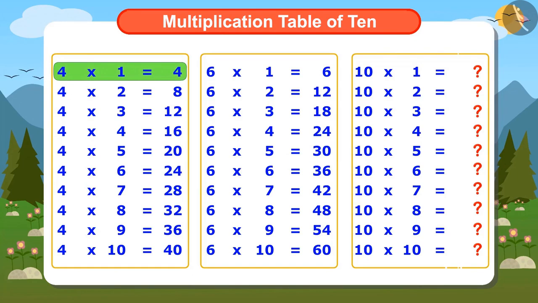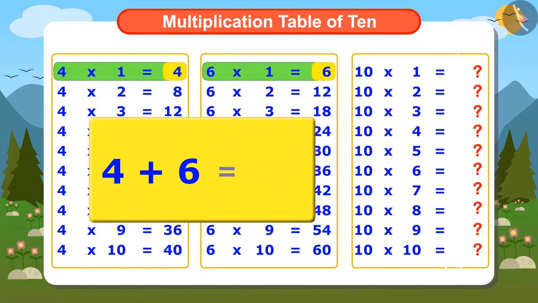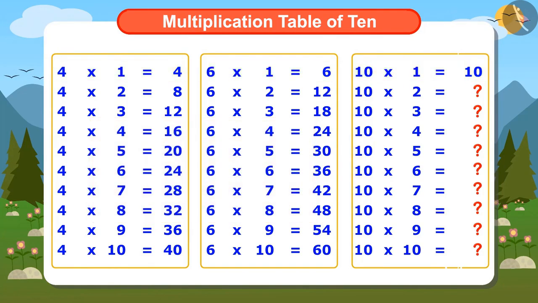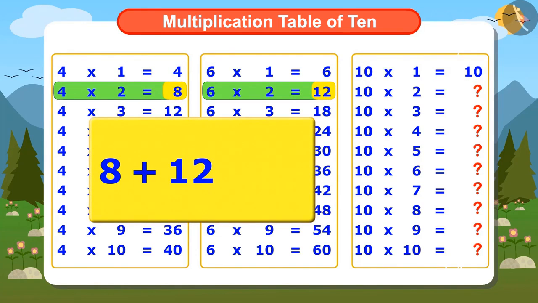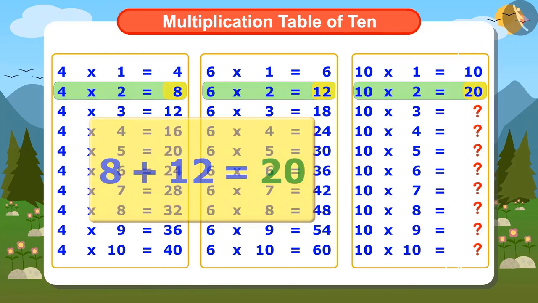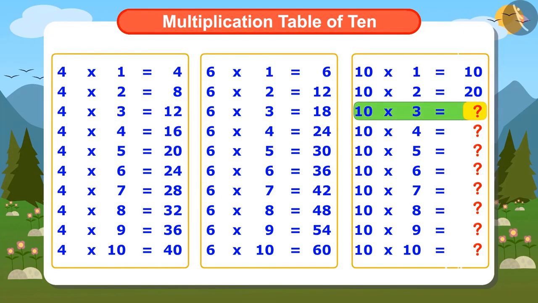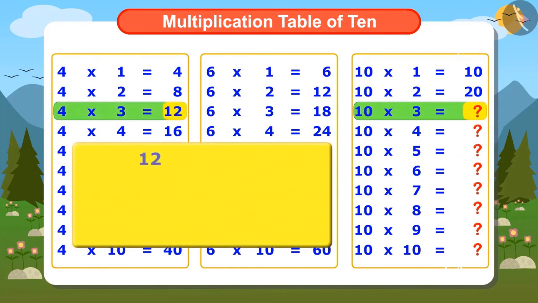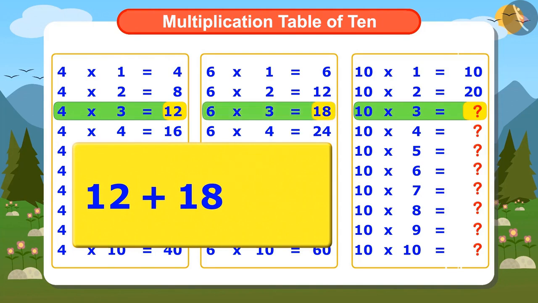The first number of the multiplication table of 4 is 4 and the first number of the multiplication table of 6 is 6. Adding 4 and 6 gives us the answer 10. This becomes the first number of the multiplication table of 10. To find the second number, we will have to add 8 and 12. Answer is 20. That means 2 times 10 is 20. To find the third number of the multiplication table of 10, we will add 12 and 18. The answer will be 30.